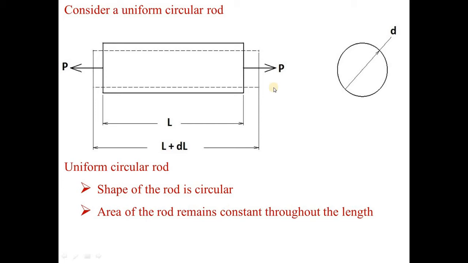Now we will apply tensile load on both the ends of the circular rod and also on the axis of the circular rod. Due to this application of tensile load, the circular rod will undergo an increase in length, or change in length, on both the ends. So this change in length or increase in length is known as axial deformation.